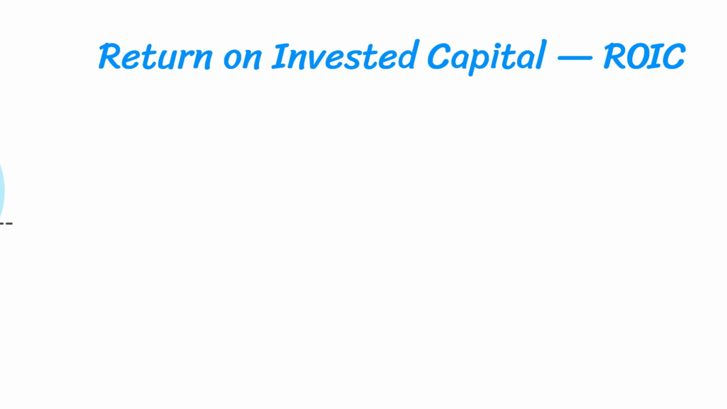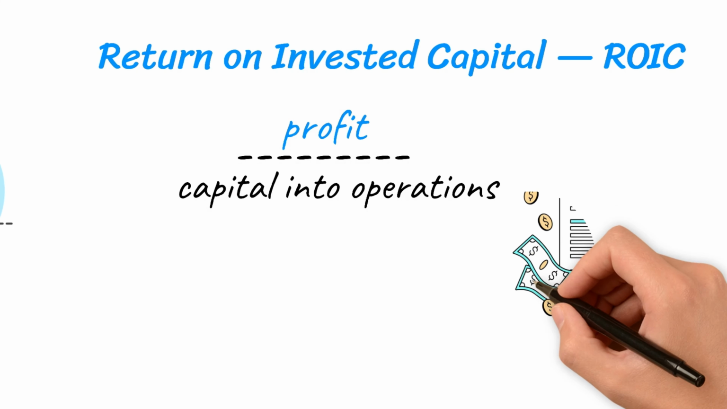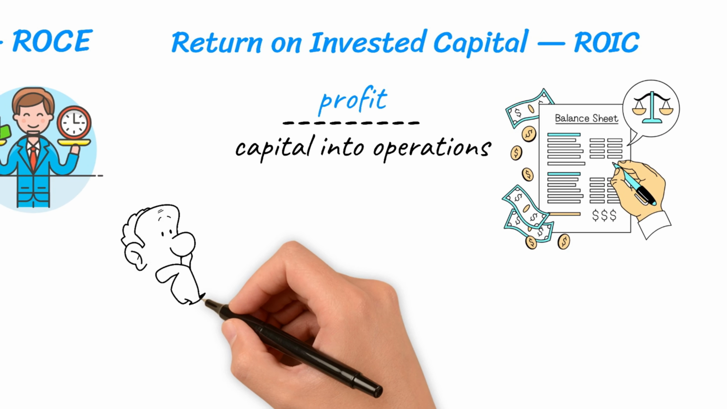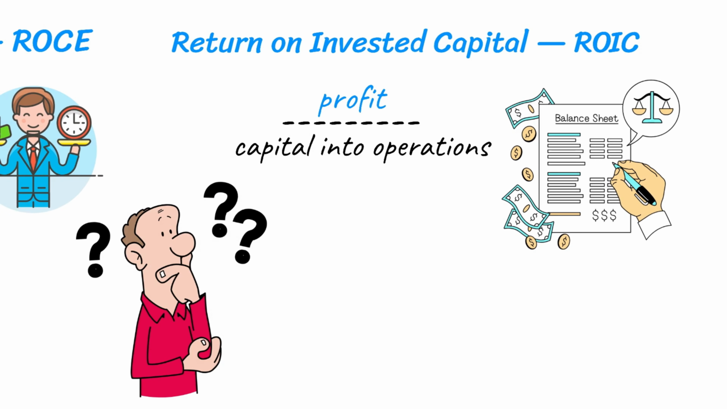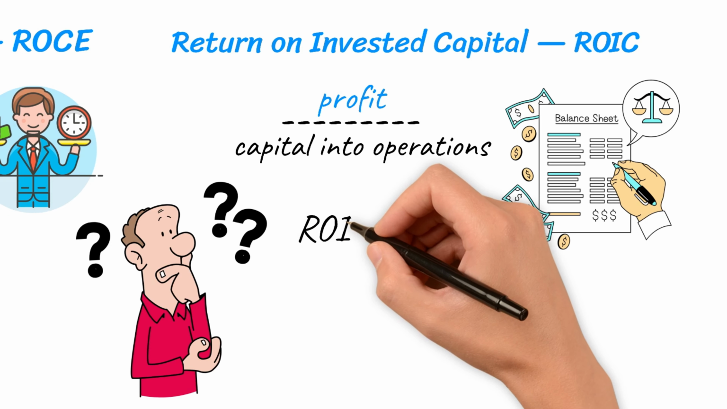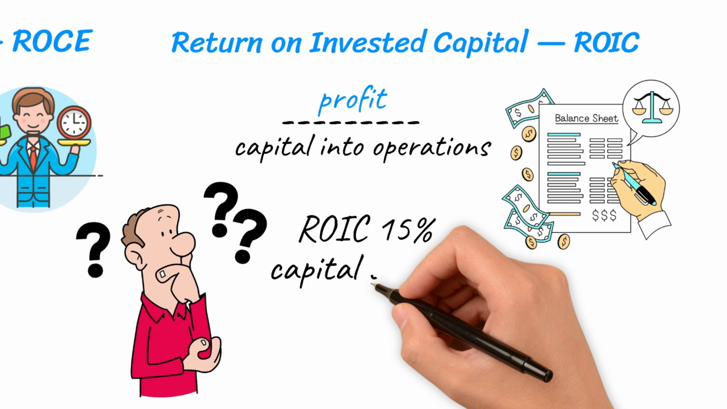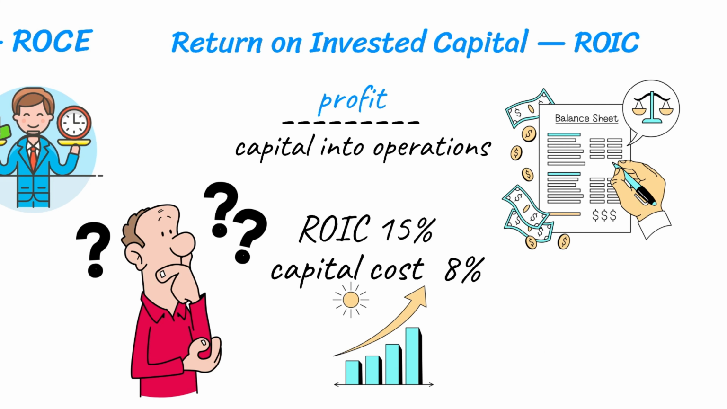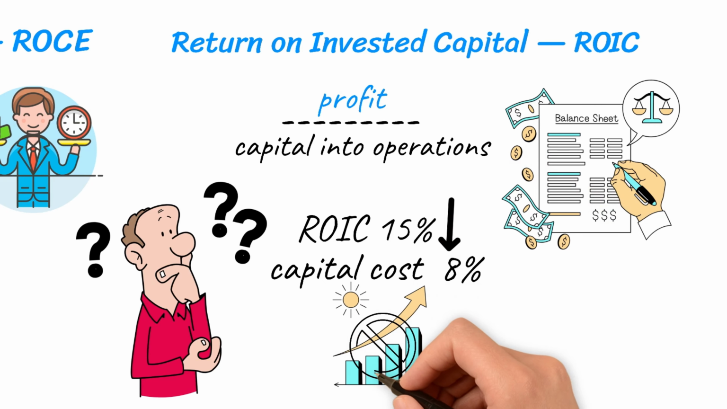Return on invested capital, ROIC, is the most precise of these. It measures profit generated on the actual capital that's been invested into the business operations, not just what's sitting on the balance sheet. The golden question with ROIC is whether it exceeds the company's cost of capital. If ROIC is 15% and the cost of capital is 8%, the company is genuinely creating value. If ROIC is below the cost of capital, the business is actually destroying value, even while reporting profits.